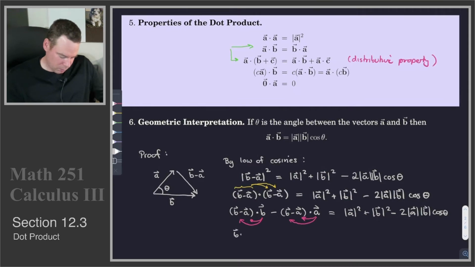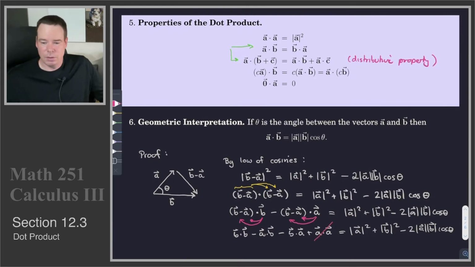So this becomes b dot b minus a dot b minus b dot a, and then plus a dot a. And that's equal to the magnitude of a squared plus the magnitude of b squared minus 2 the magnitude of a magnitude of b cosine of theta. And now what do we get? Well, a dot a, that's the magnitude of a all squared, so that would cancel with that. And then I also have b dot b. Well, that's just the magnitude of b squared, and that's appearing on the right-hand side, so those would cancel. And then I have a b dot a and an a dot b, but those are the same. Those are both equal to a dot b, and there's negative 2 of them on that side.